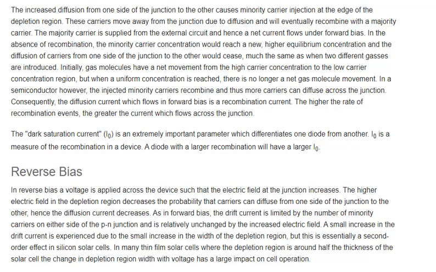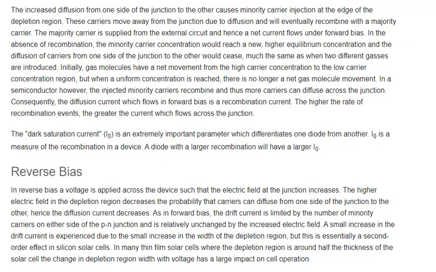The dark saturation current I0 is an extremely important parameter which differentiates one diode from another. I0 is a measure of the recombination in a device. A diode with a larger recombination will have a larger I0.